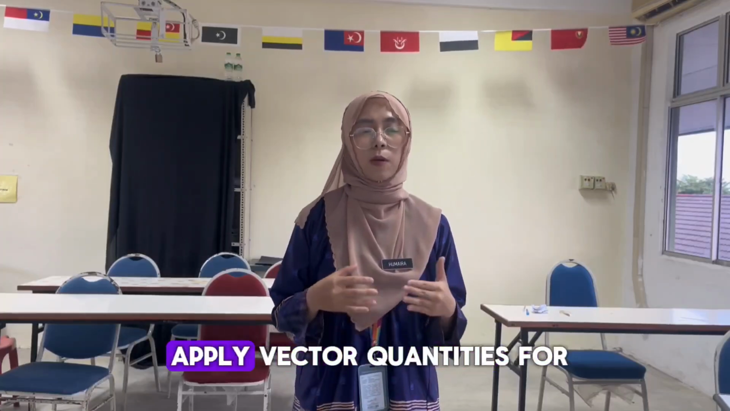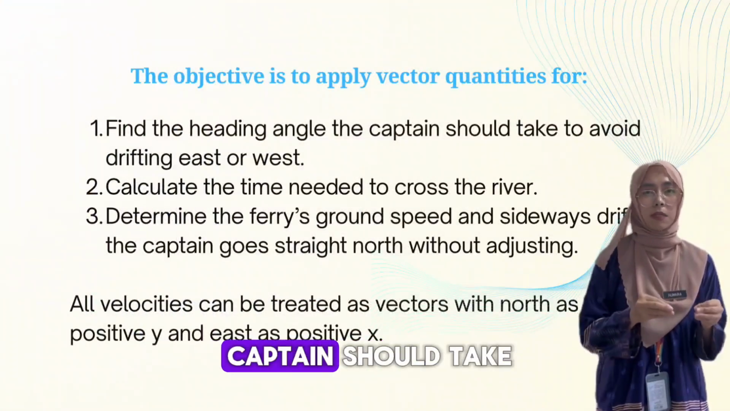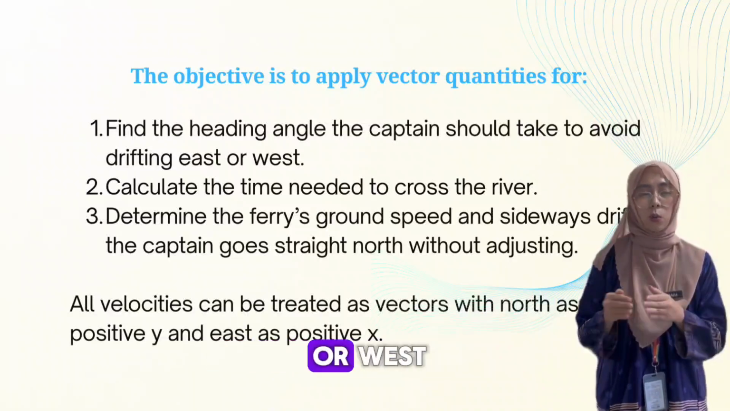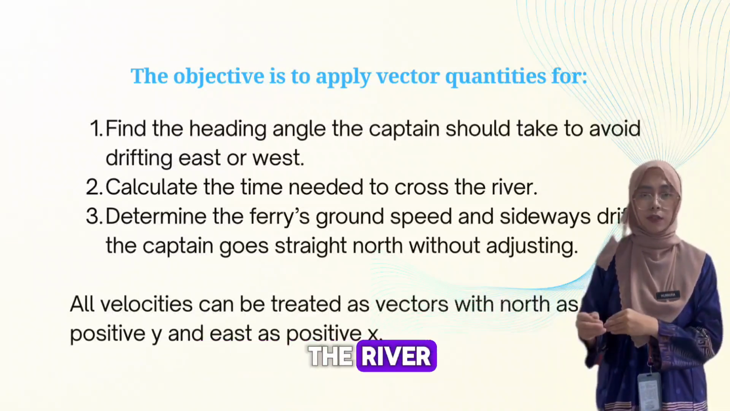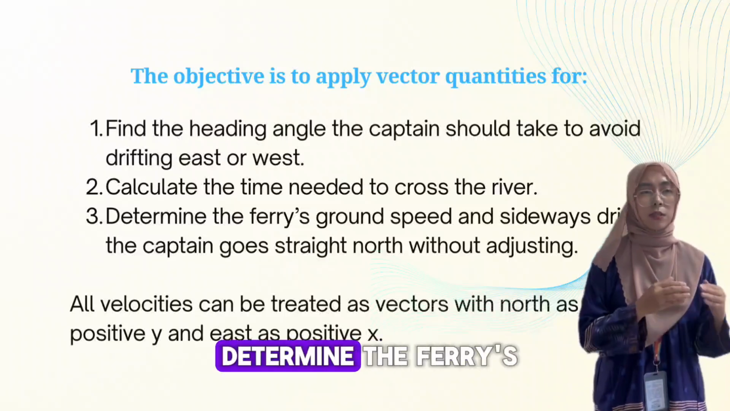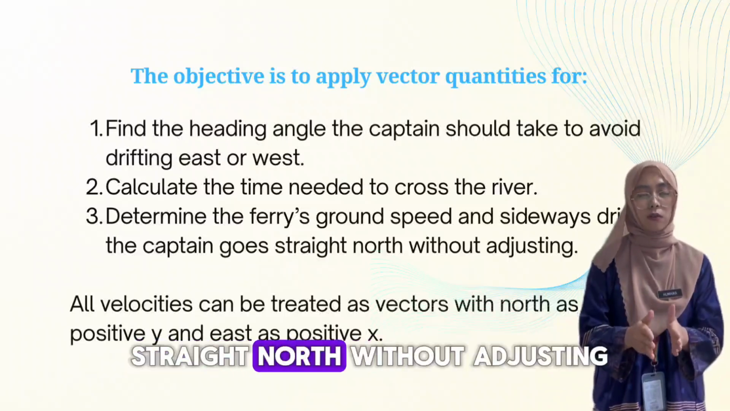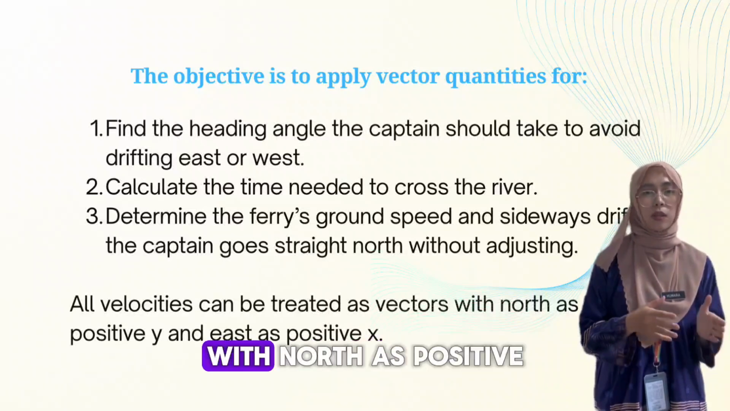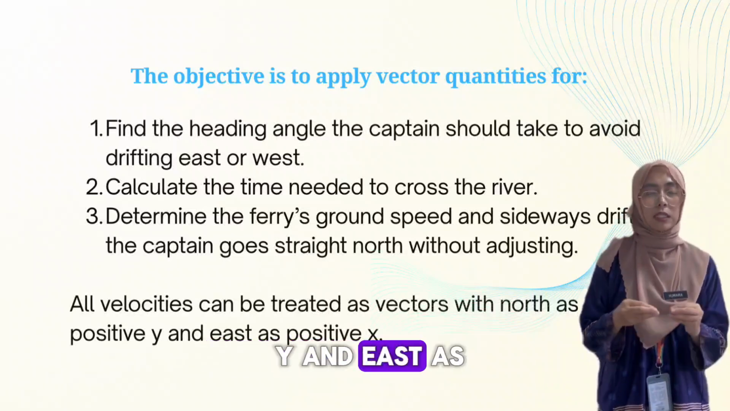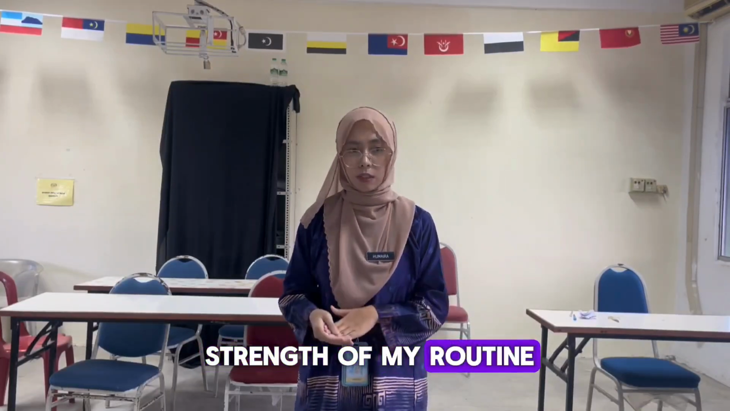The objective is to apply vector quantities to: first, find the heading angle the captain should take to avoid drifting east or west; second, calculate the time needed to cross the river; and third, determine the ferry's ground speed and sideways drift if the captain goes straight north without adjusting. All velocities can be treated as vectors, with north as positive y and east as positive x. Now, I would like to begin with the strengths of my writing.